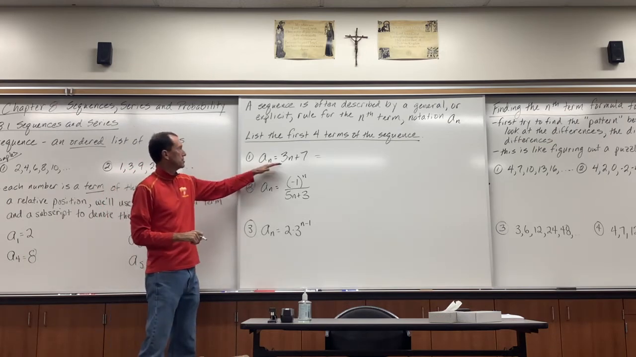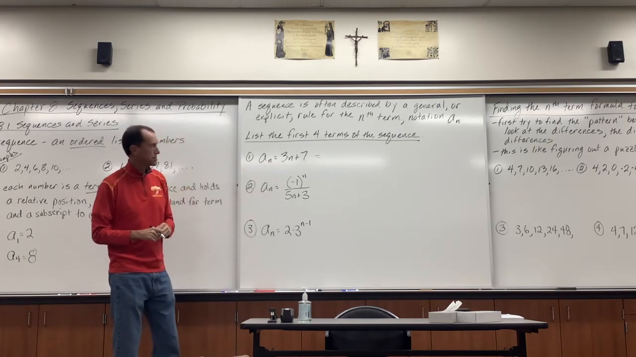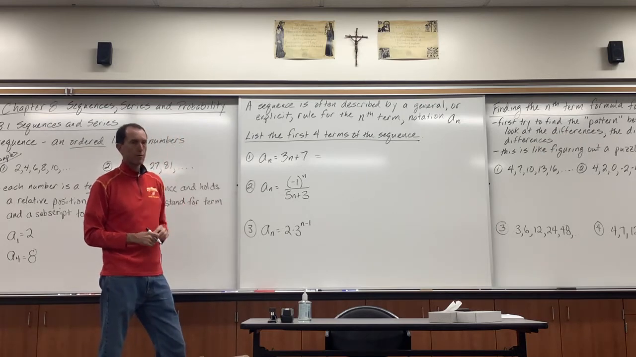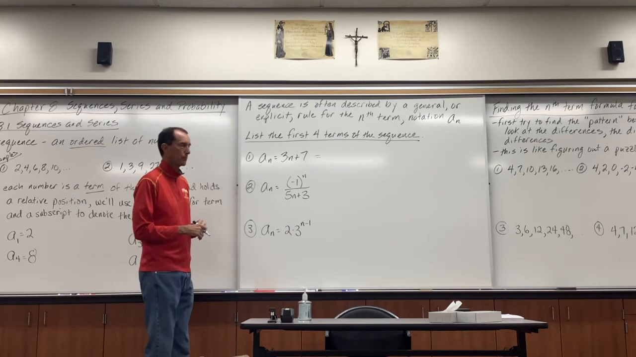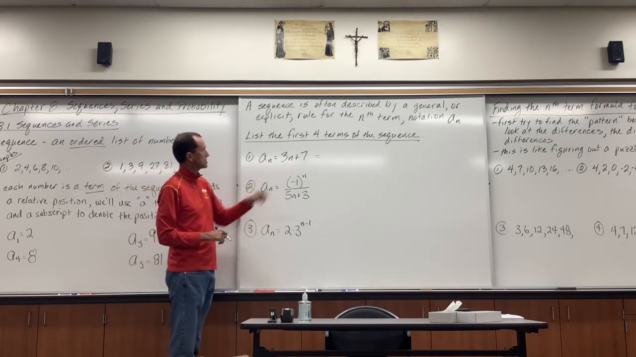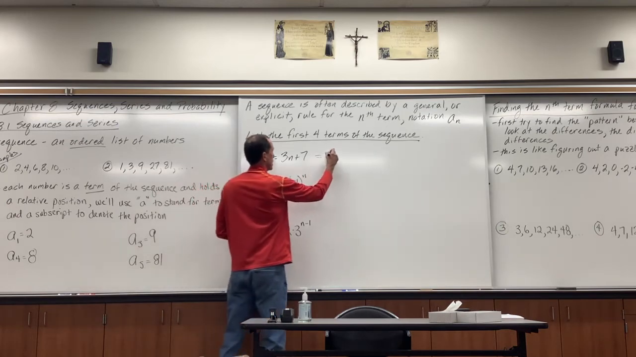So if somebody gives you that the nth term of this sequence is given by 3 times n plus 7, if you wanted to find the first term, you would just plug in a 1. So the first term is 3 times 1 plus 7. So the first term would be 10.